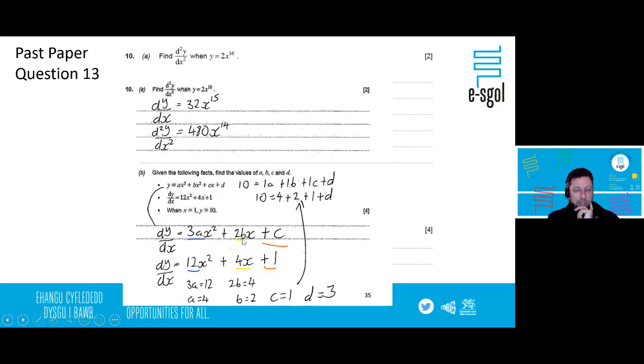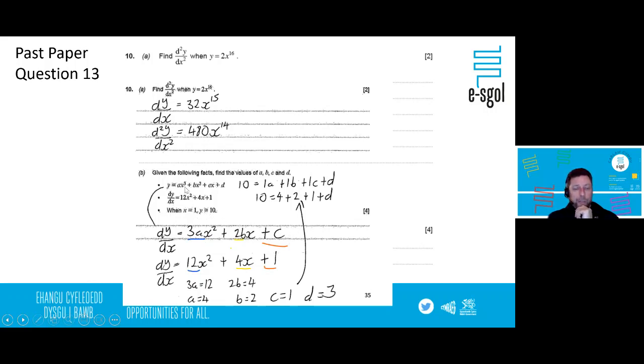Same on the yellow bit. 2bx compares with the 4x. 2b equals 4, so b equals 2. The number on the end says 1, and we just found we had c, so c is 1. So the a, b, and c all came from differentiating. The d, however, came from something else. There was no d here, so we couldn't get anything with d.